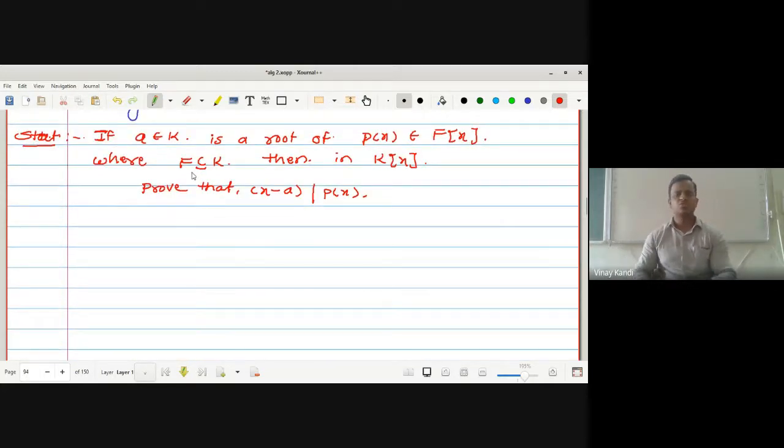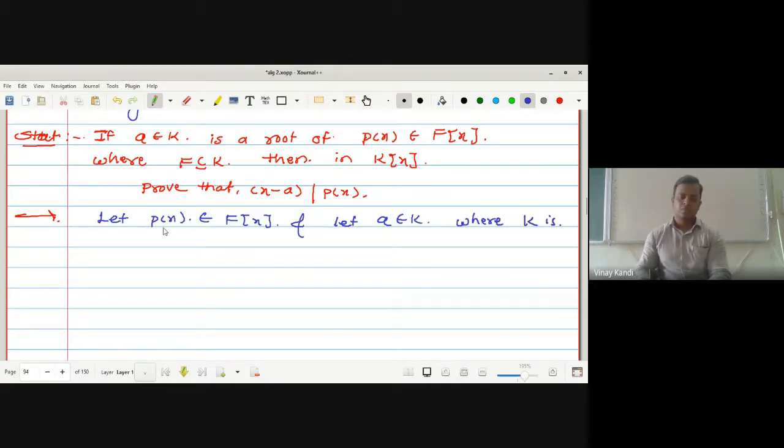If a belongs to K is the root of p of x, then x minus a is the factor, hence x minus a is a divisor of p of x. Okay, here is the proof. Let p of x belong to capital F of x, and let a belong to capital K, where capital K is an extension of the field F.